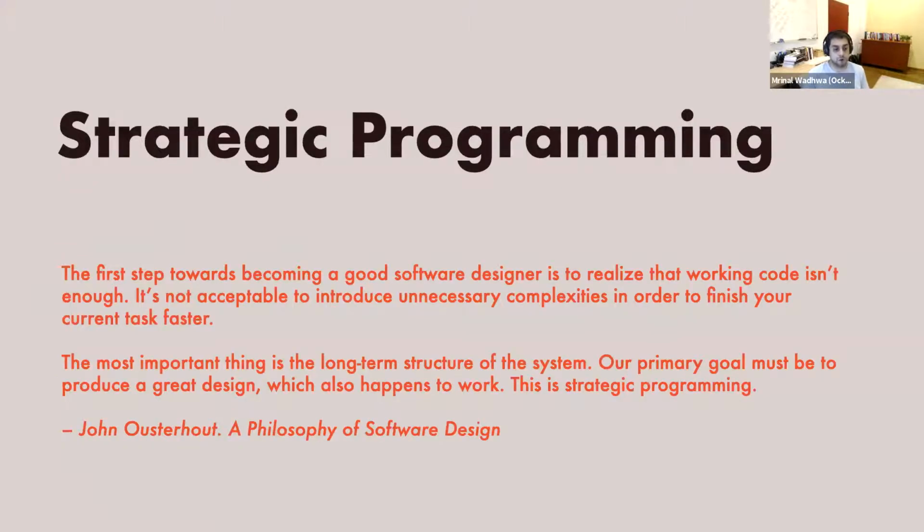A much better way to approach your code is to think strategically about your code, right? And John Ousterhout in his book says, the first step towards becoming a good software designer is to realize that working code isn't enough. It's not acceptable to introduce unnecessary complexities in order to finish our current task faster. The most important thing is the long-term structure of the system. Our primary goal must be to produce great design, which also happens to work. Of course, our code should work, right? That's the given.